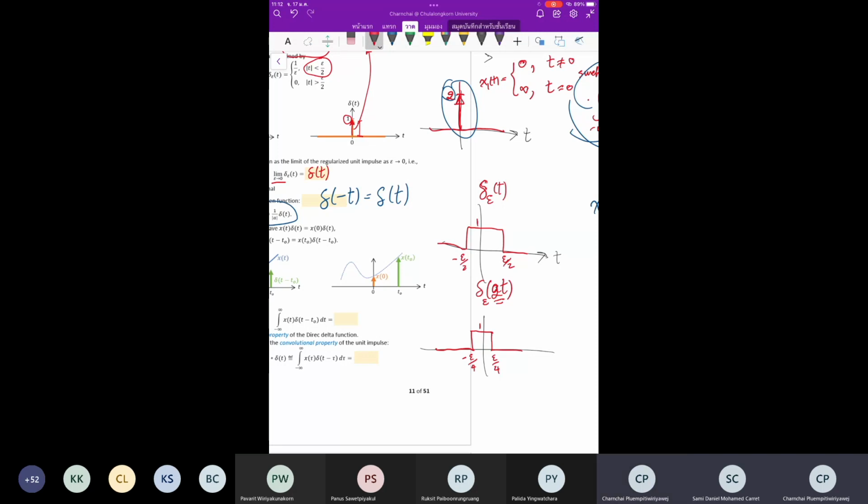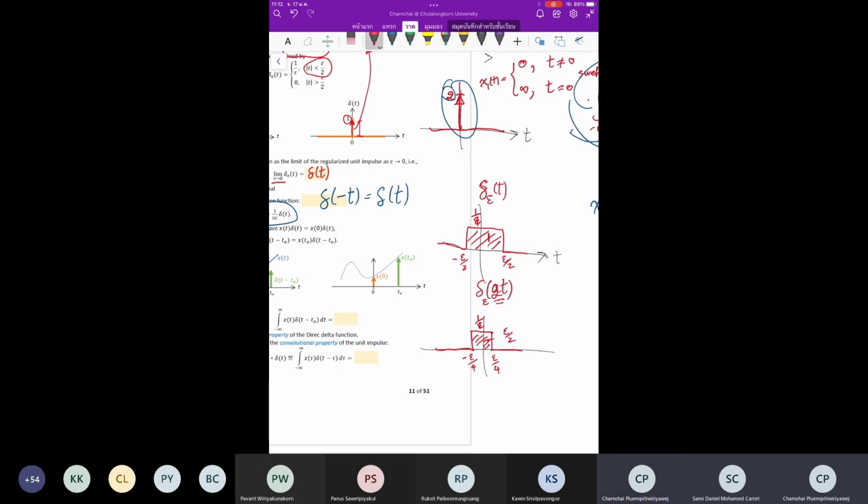But this one, I'm sorry, the height is 1 over epsilon, right? The height is 1 over epsilon. The area here is 1. But for this one, the height is epsilon, but what is the area underneath it? What's the area underneath this? Half of epsilon, right? It's epsilon over 2.